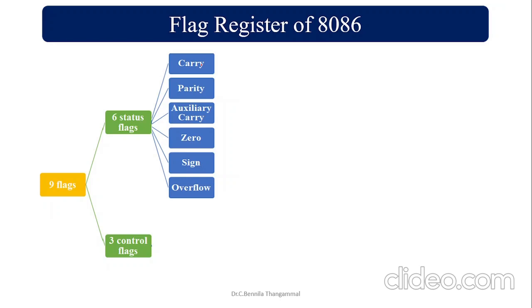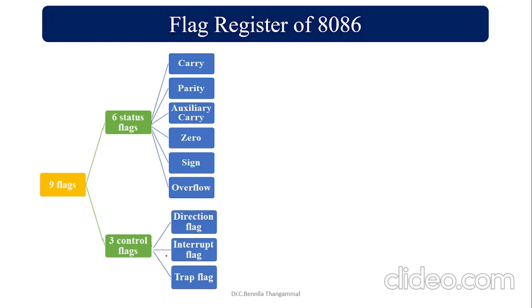If you have a carry, then the carry bit is set. For odd parity, the parity bit is set. For BCD addition, your auxiliary carry flag will be set if there is any carry from the lower nibble to the upper nibble. And if your output is 0, then the zero flag will be set. If the D7 bit, or D15 bit, is going to be 1, then your sign flag will be set. The overflow flag is set when the exclusive OR of the carry into and out of D15 indicates an overflow, that is, if the result goes beyond the 16 bits of data.